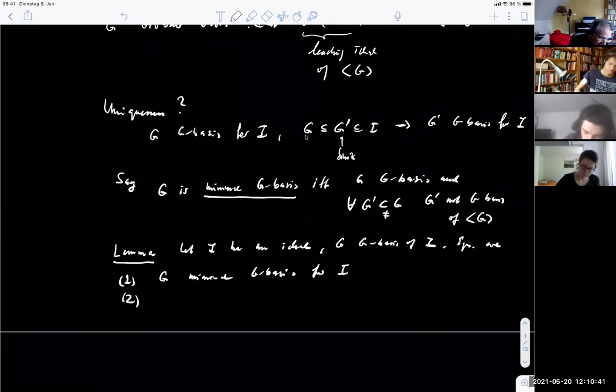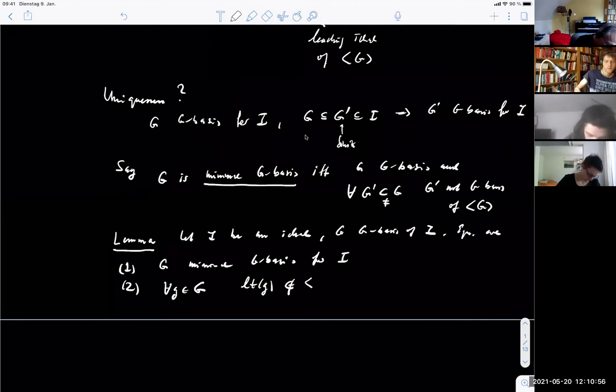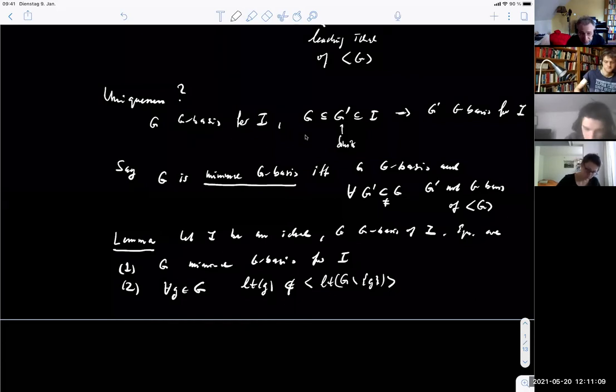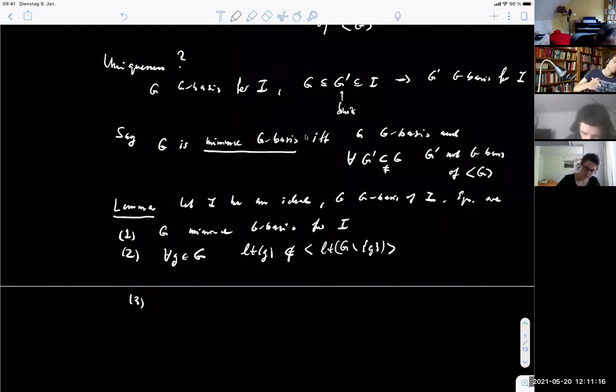The second is a more concrete condition. Pick any element g of G and remove it. Then we must have that the leading term of g is not in the monomial ideal generated by the set G after removing the element g. So if you remove g from G and look at the monomial ideal generated, the leading term of g is not contained anymore.